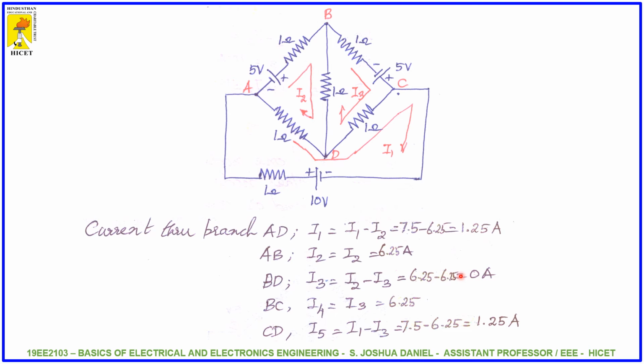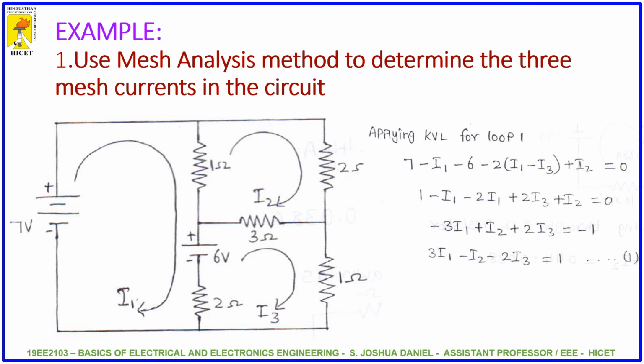Next, let us see how we solve it with Kirchhoff's voltage law. When we see this circuit, you can see that there are three loops or three meshes, right? So we denote it with I1, I2 and I3, three currents in the clockwise direction, and then we write the Kirchhoff's voltage law. So let's write the Kirchhoff's voltage law for this first loop.